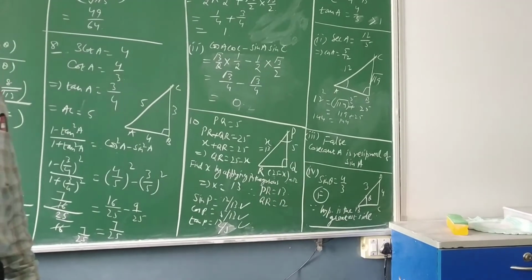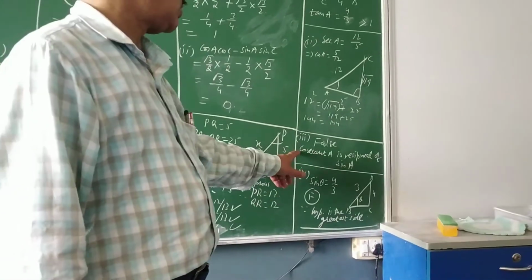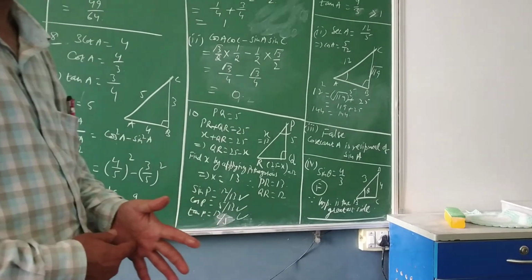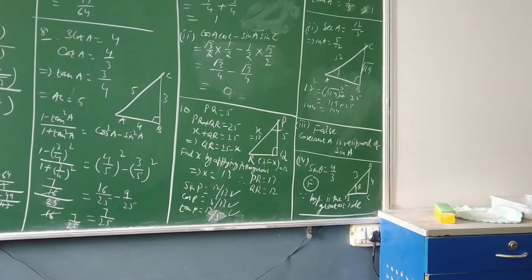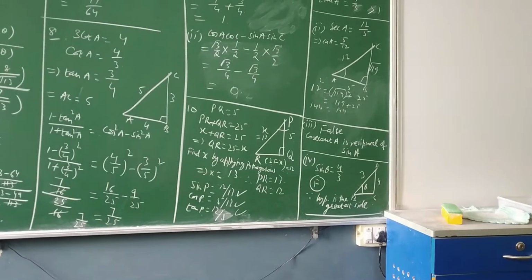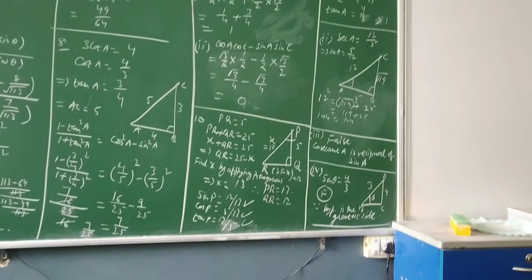Then your third part: cos is the abbreviation used for cosecant of angle A. Nowhere is it true. Please make a note, because cosecant is not the full form of cos. Cosecant is only used to write the reciprocal of sine. That's why this is false.